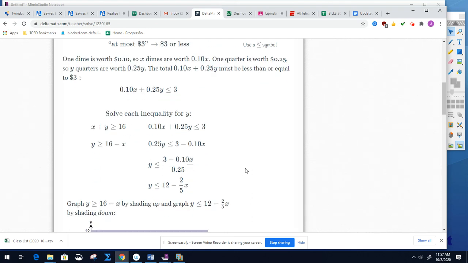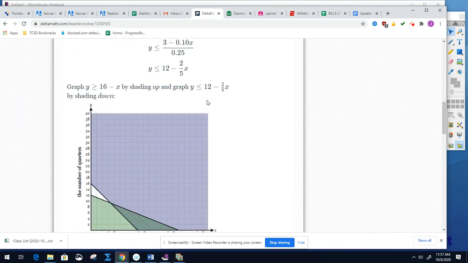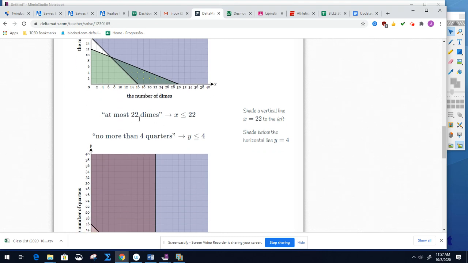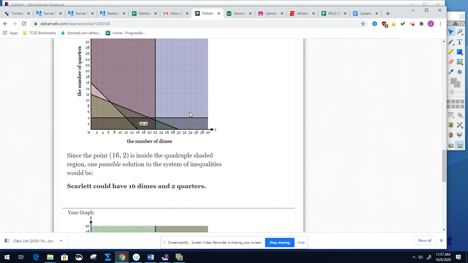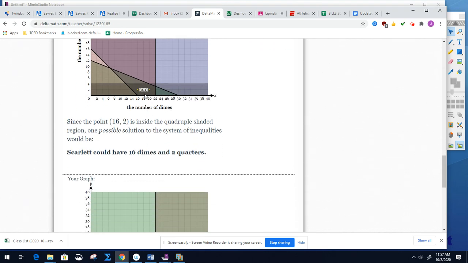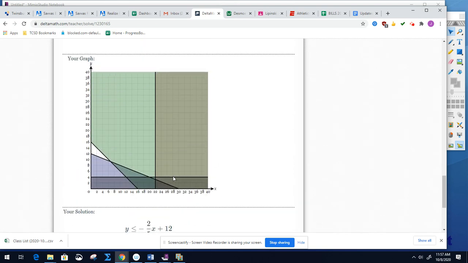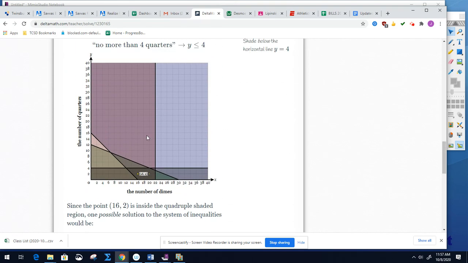Did I screw up a sign somewhere? And it's okay, you can make mistakes. So my 12 minus 2 over 5 x was fine. At most 22 times my dimes, this one was fine. What did I put as an answer? Your inequality x less than or equal to 22 is shaded. Oops, I just hit the shade the wrong way. Less than or equal to should have been everything to the left. So it's still this solution set right here.